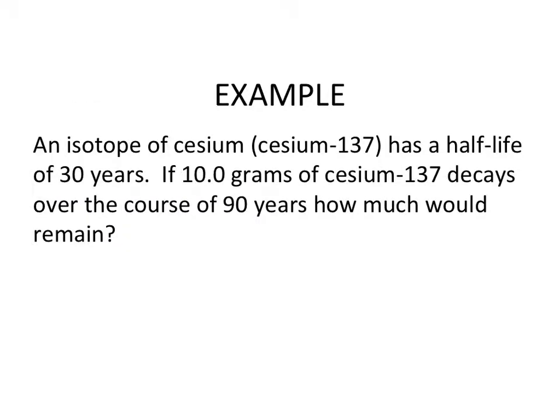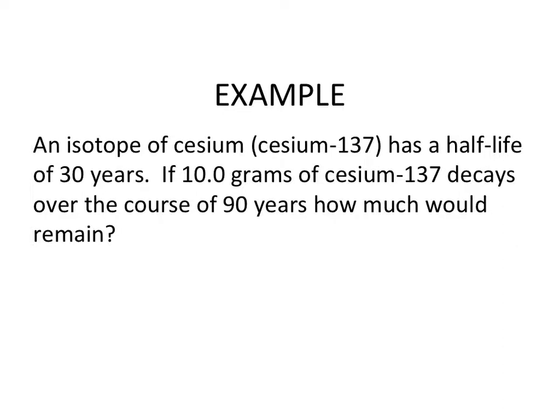All right, so all that information, we're going to try to do an example together. This example says an isotope of cesium has a half-life of 30 years, which means every 30 years, half of that sample is going to decay and become stable. This question says if 10 grams of cesium-137 decays over the course of 90 years, how much would remain?